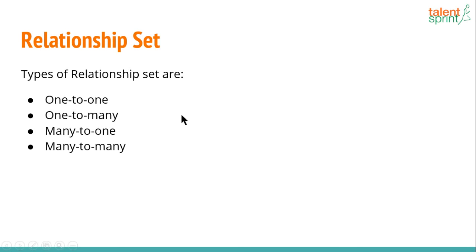So relationship can be one-to-one, one-to-many, many-to-one, many-to-many. Now, giving you an example, a doctor can have multiple patients. So patient 1, patient 2, patient 3. So this becomes one-to-many relationship, right?